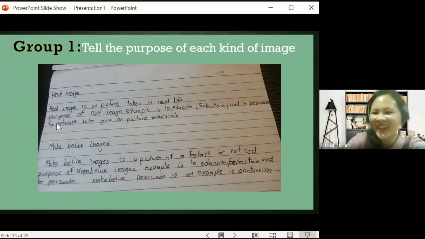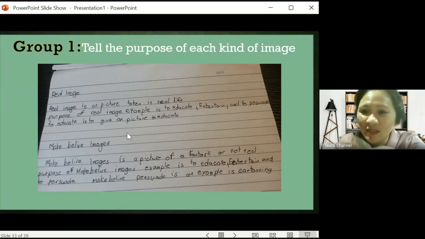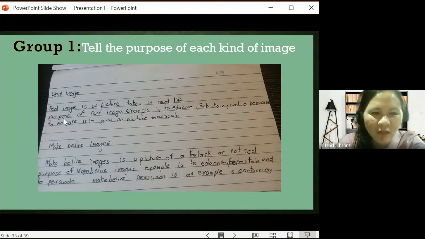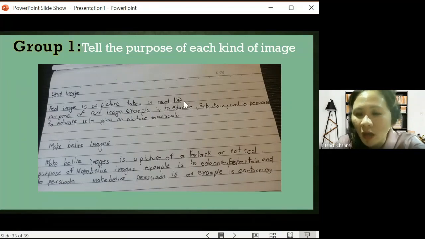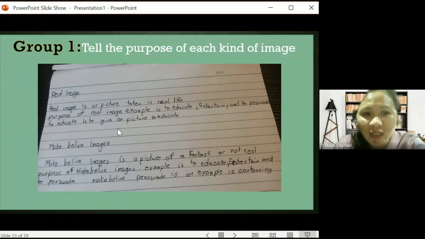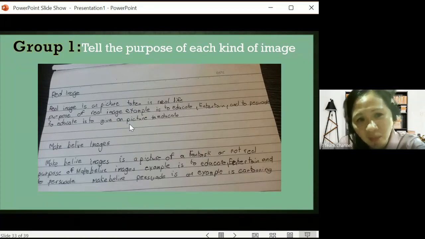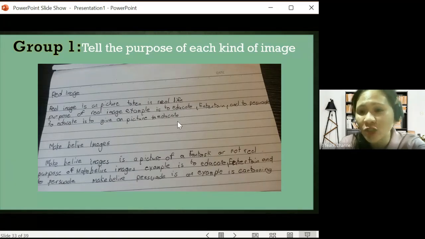All right. Okay. So, real image, this answer here is correct, class. Because the purpose is taken in real life. You're going to put a period here. Then the purposes of a real image are to educate, entertain. This must be small letter, class, and to persuade. Then period. Then to educate is to give a picture in order to inform or to tell information, without S, okay?